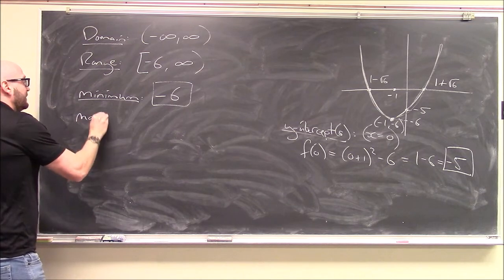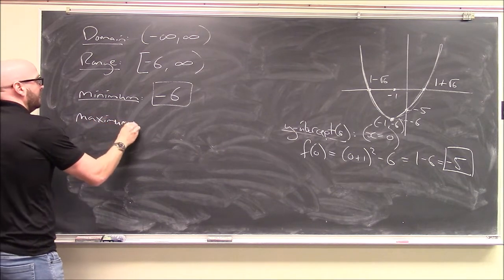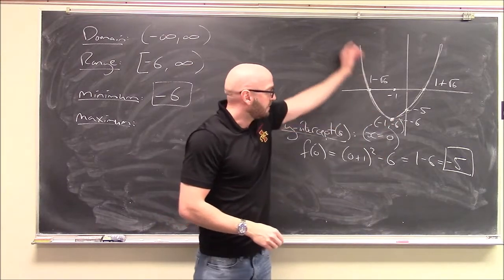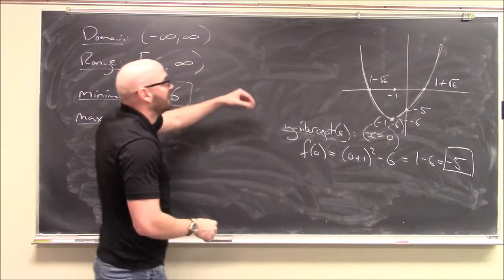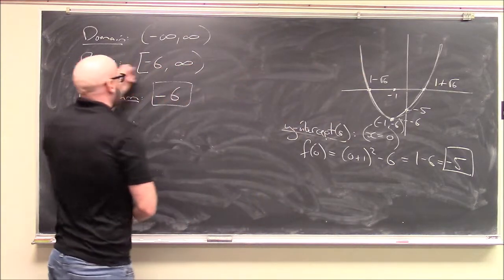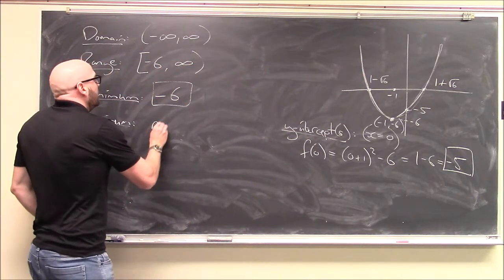Meanwhile, our maximum, if we had a downward opening parabola, we would have a maximum value, but upward opening parabolas don't ever have a maximum. Right? There is no largest output. It just goes up to infinity, because our range goes off to infinity, so there really is none.